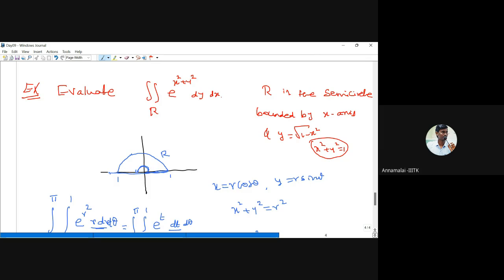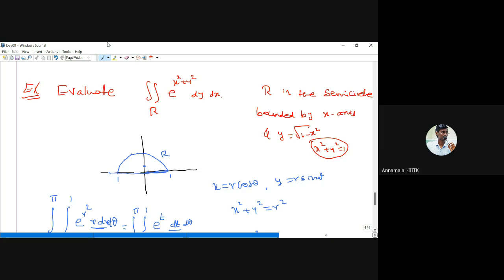Okay, so the domain is the area or volume bounded below by this semicircle and bounded above by the function f of x equal to e power x square plus y square. So it's very difficult to evaluate directly. Therefore, you have to change into the polar form, and then we can easily integrate. Okay. So that's the thing.